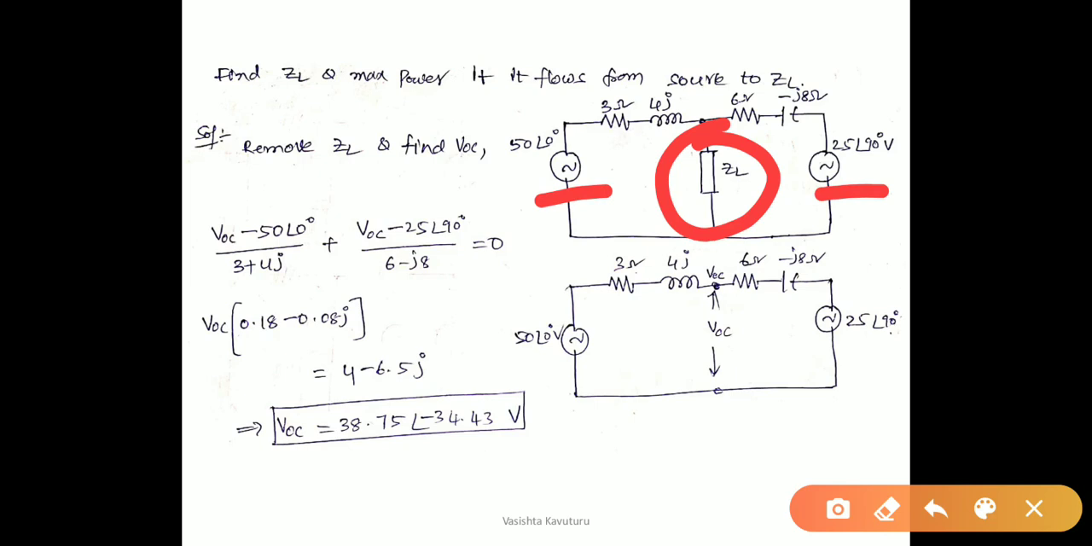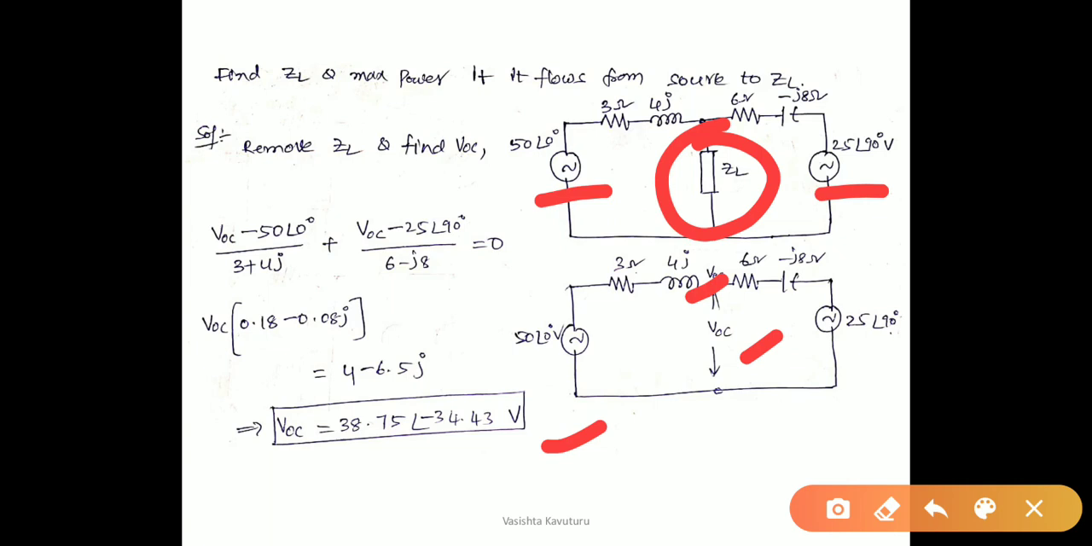So we have to simplify this circuit by using Thevenin theorem. For that we have to remove this load impedance to form an open circuit, and we have to calculate the voltage in the open circuit. So for that we are treating this node VOC and we are applying the KCL at the node. Upon simplifying the equations, we are getting the VOC value as 38.78 angle minus 34.43 volts. Therefore, this VOC or open circuit voltage is also called as Thevenin voltage.